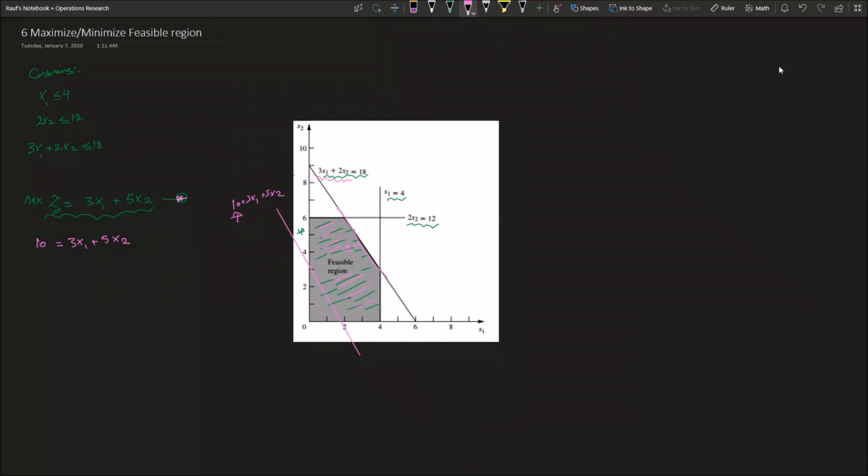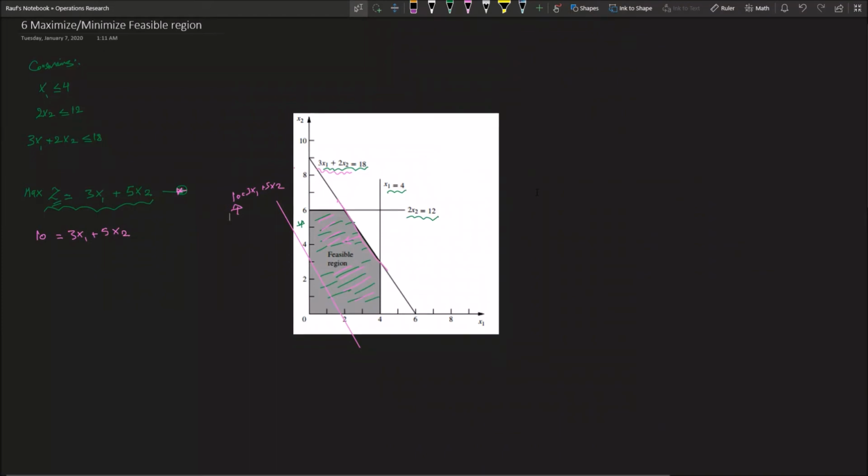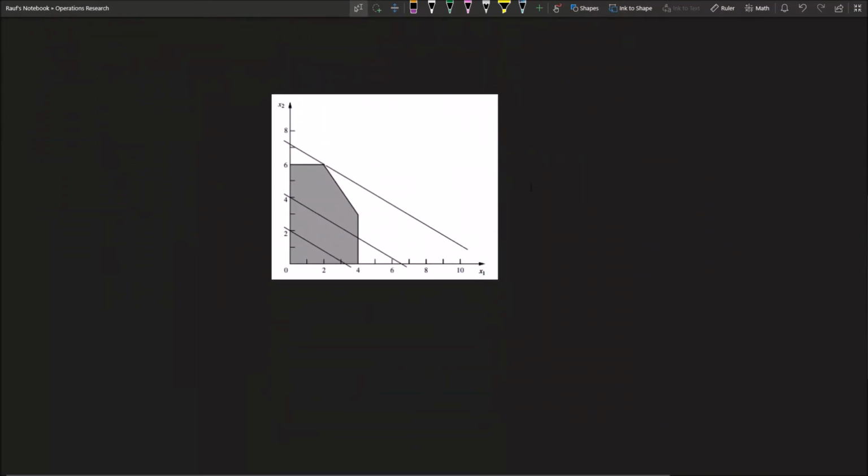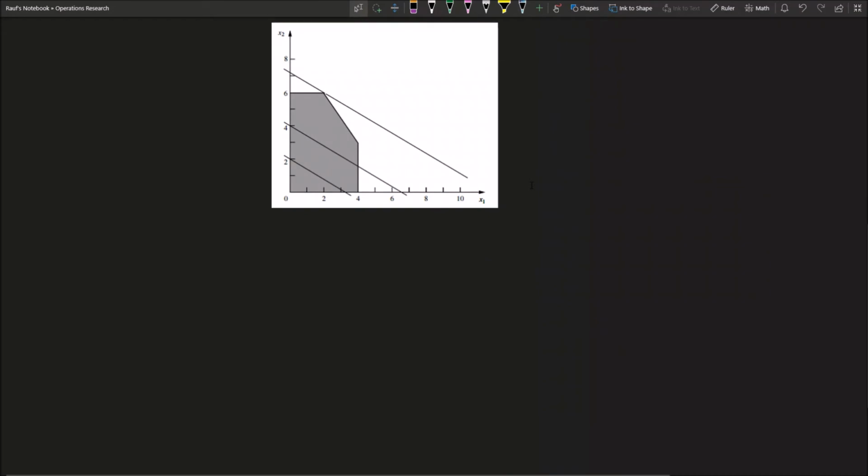So we had a template graph down here that will give us a better representation. So again, this is our feasible region that we just discussed. It's an exact copy of the previous graph. We just have some space to write our numbers. So here, that's our first iteration or first assumption, to have z be 10 equal to 3x1 plus 5x2.